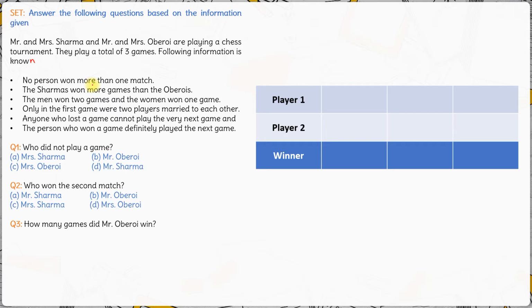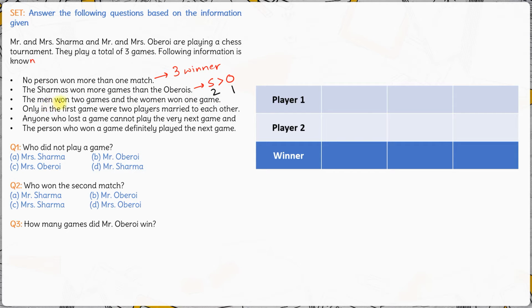No person won more than one match. The Sharmas won more games than the Oberois. So there are going to be 3 different winners, because no one has won more than one match. And the number of matches that the Sharmas win is more than the number of matches that the Oberois win. That means there are only 2 Sharma players, Mr. and Mrs. Sharma. So if both of them win, the Sharmas will win 2 matches and the Oberois will win only 1 match. This is going to be the situation.